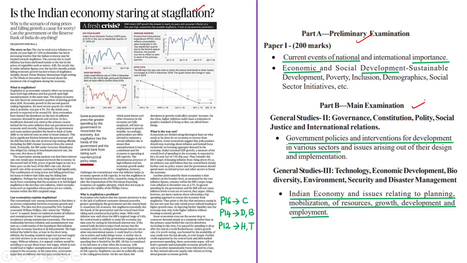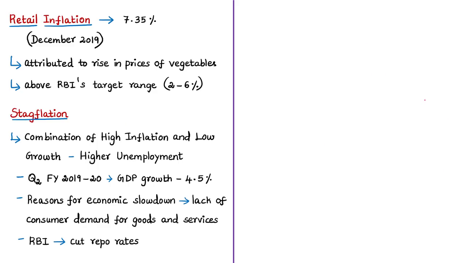Now, you should know that the retail price inflation, or retail inflation, for December 2019 was at 7.35%, and this is above the RBI's targeted range of 2 to 6%. Know that inflation, that is the increase in price experienced at retail shops, is known as retail inflation. This value gives the actual reflection of the price rise in the country. In India, the inflation rate at retail level is estimated by the Consumer Price Index.